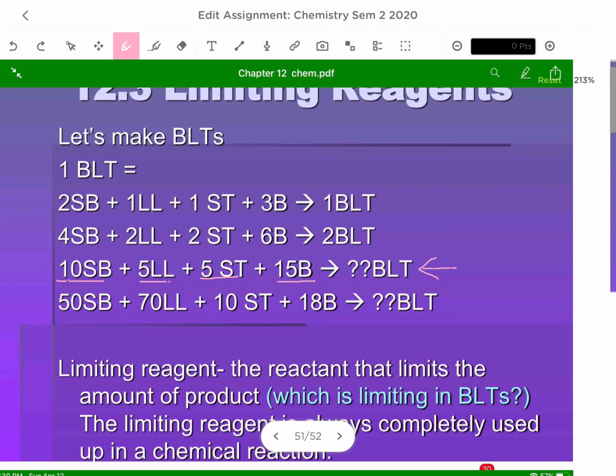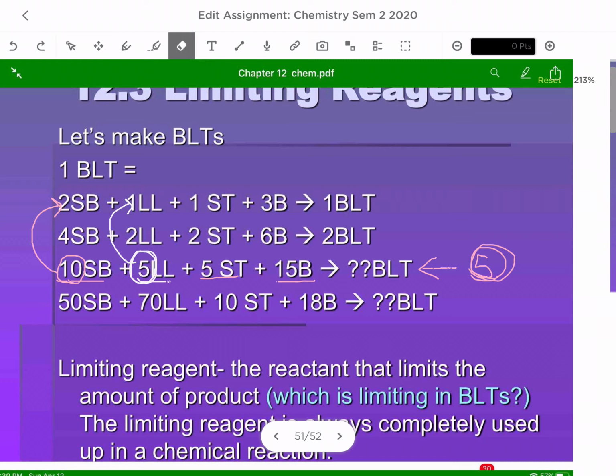Okay, so I'm hoping you said you can make 5 of them, Mrs. Donnell, because if you look here, I have 10 slices of bread, but I need 2 to make 1 sandwich. I have 5 pieces of lettuce, but I need 1, so I can make 5 still. Okay, so 5 BLTs, and I've just taken my ingredients and multiplied them by 5.